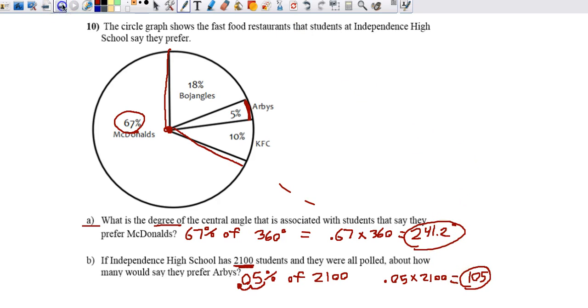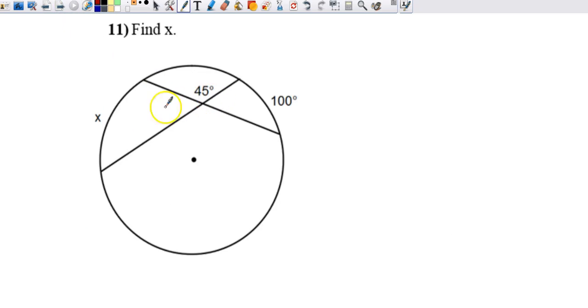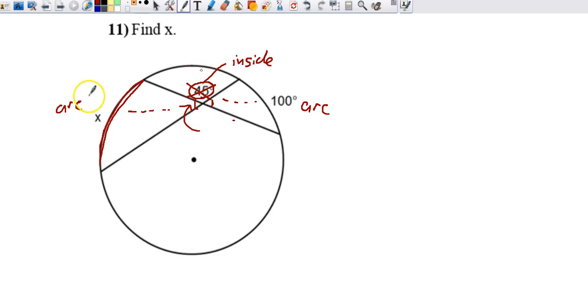Okay, question 11. I want to find x. X is an arc. 100 is an arc. This angle's inside, so we're not going to subtract. We're going to add the arcs. But first, that angle is not the angle we're using. It's got to be this angle here, or this one, the vertical angles, because they got to be facing the arc. You understand? So you can use 45, but you're going to get these arcs, not the ones on the left and right.